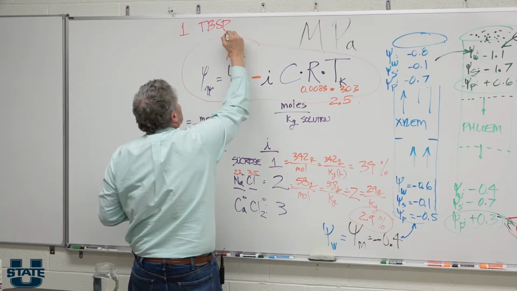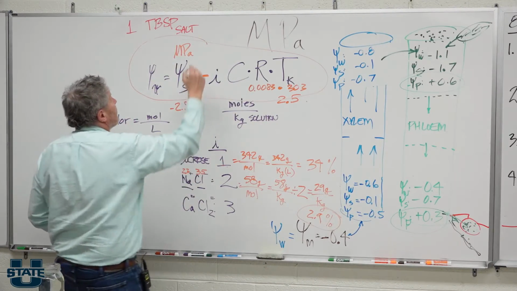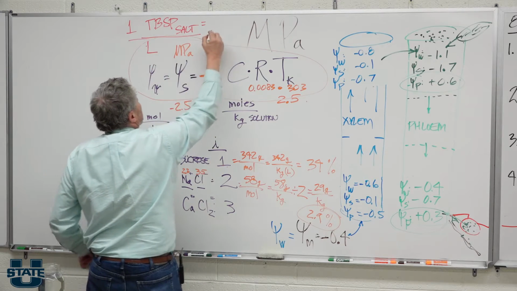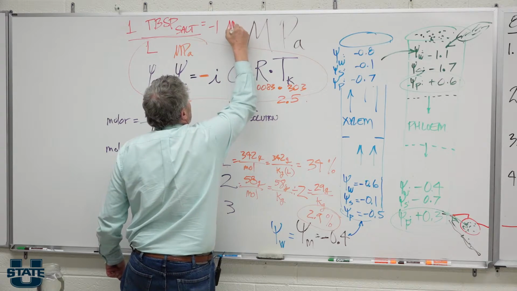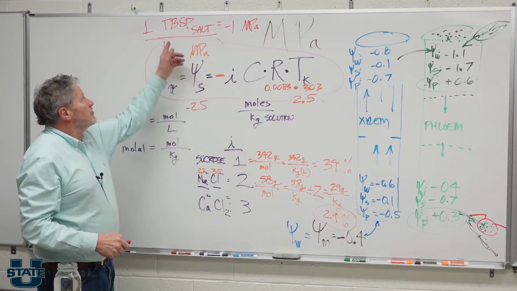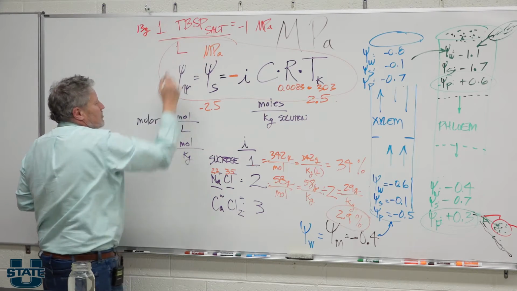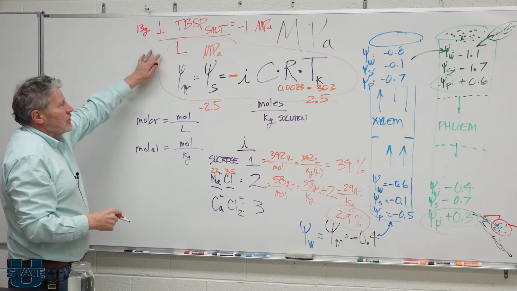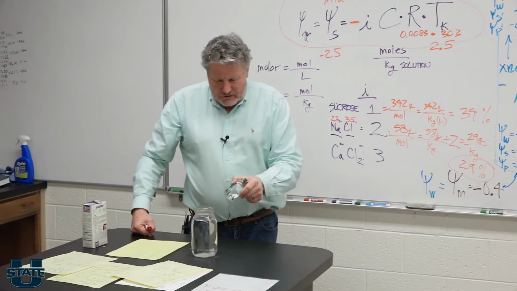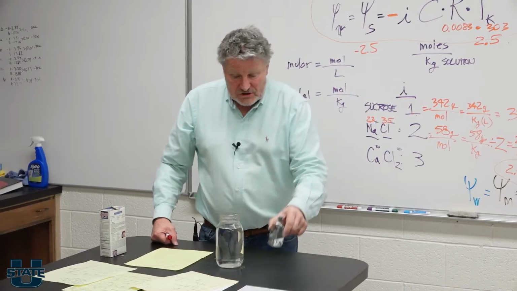1 tablespoon of, I'm going to put salt, because the sodium chloride is the salt, per liter is -1 megapascal. You can do the math yourself. It's 13 grams. A tablespoon is technically 15 grams, but we're pretty close. So it gives you a sense. If you put this much salt in here, could you drink it? Yeah, you could. It wouldn't taste great because it's pretty salty, but it doesn't take much.